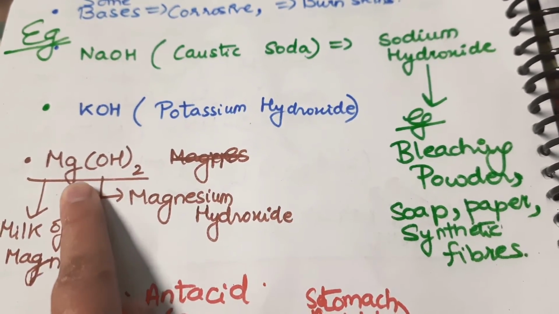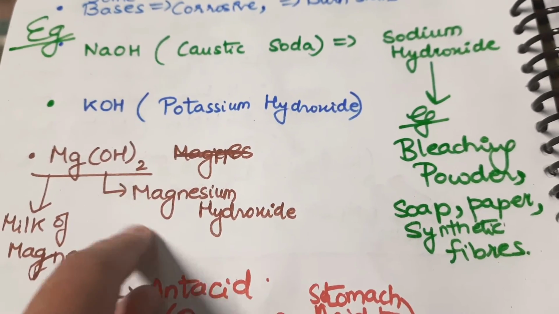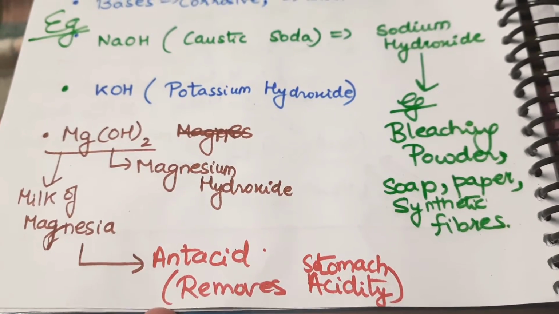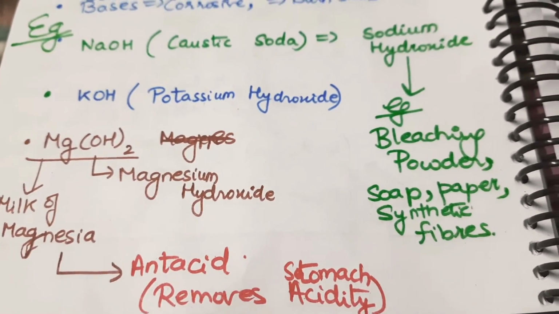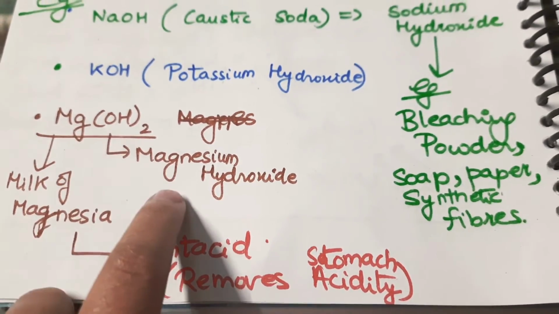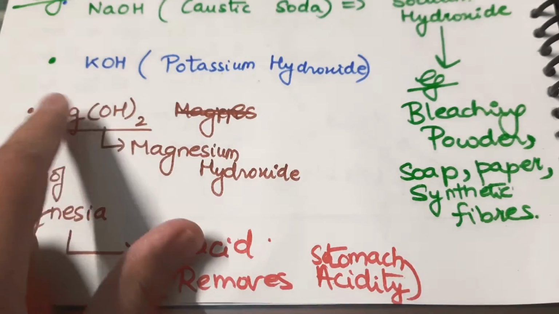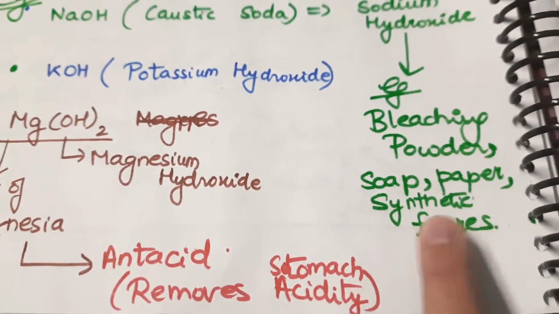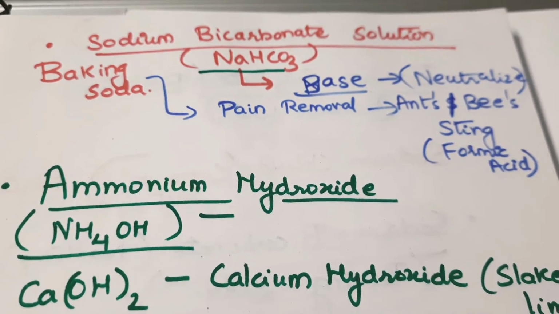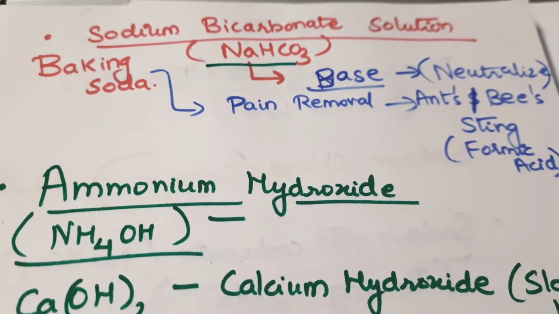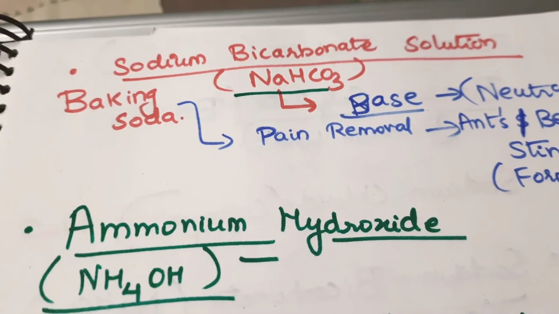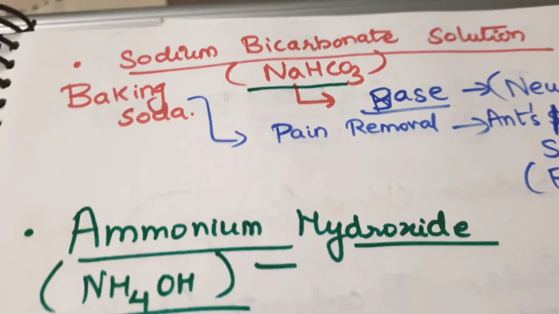Next base is magnesium hydroxide. Magnesium hydroxide is very important as it is an antacid, which removes acidity in the stomach. It is also known as milk of magnesia. And what is the formula of magnesium hydroxide? Mg(OH)2. Okay, learn this. Next is sodium bicarbonate solution. Sodium bicarbonate is NaHCO3. Okay, now this is baking soda.